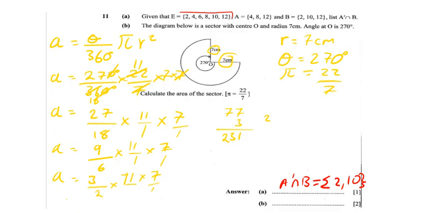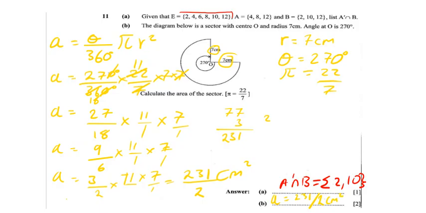So our area, we have said, is equal to 231 over 2. If we divide this, as we can see, we have a 1 there, so this will give us a decimal point. So you just leave your answer like this. And then you put here: area is equal to 231 over 2 centimeter squared.